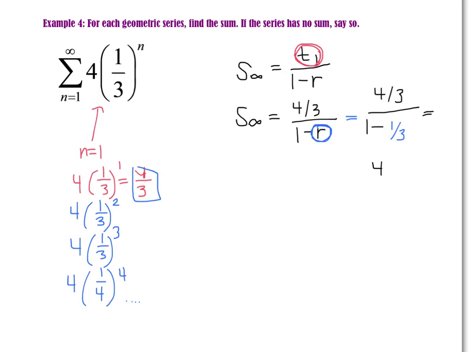So in the numerator we have 4/3. In the denominator we have 1 minus 1/3. So that's 2/3. So you have 4/3 divided by 2/3, which is the same, you don't have to show all this work, but just for now I am, as multiplying by the reciprocal. So you get 4 over 2, or just 2.